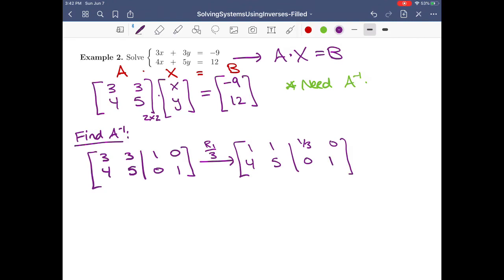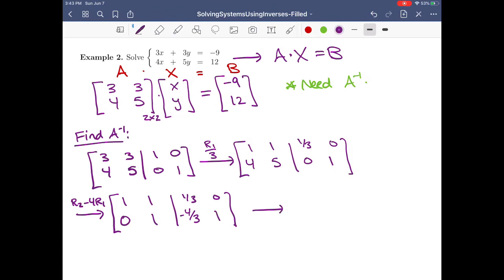Okay, my next step is to do row 2 minus 4 of row 1. So that's 1, 1, 1/3, 0. Now the 4 is going to be a 0. Now I have 5 minus 4 times 1, so that's 1. 0 minus 4 times 1/3 is going to be negative 4/3. 1 minus 0 is 1.